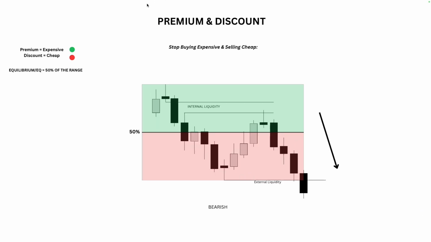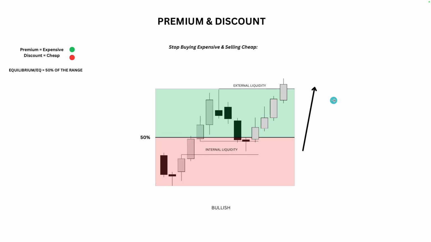So as we can see, continuing this bearish example, price made its way inside this fair value gap, which is your internal liquidity, above this 50% level, which would be your premium level. And now price has reacted to this fair value gap and traded down to external liquidity, creating a new swing low and a new range as well.